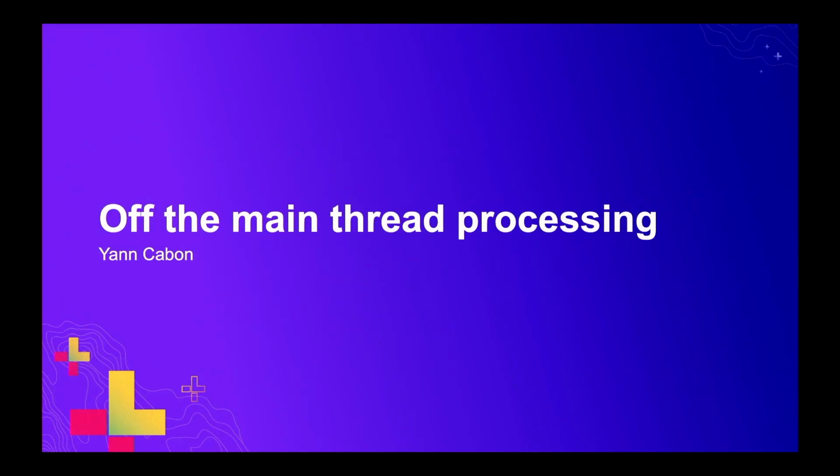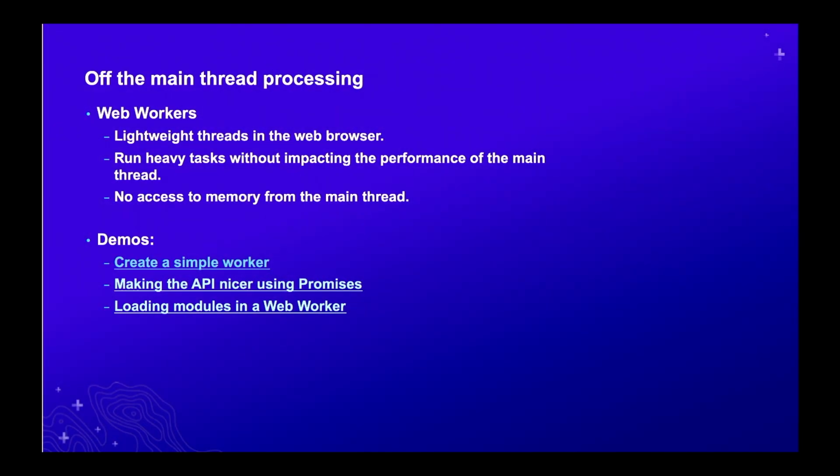Okay, so now let's talk about offloading the work from the main thread. So we use web workers. Web workers are lightweight threads in the web browser. From the main thread, you can start a web worker and then communicate with it. It's very good for performing tasks that are heavy on the CPU without impacting the main thread. So we can dispatch some work to the worker and let it work, and then it brings us back the result. During that time, the user can pan and zoom and doesn't see any stutter.